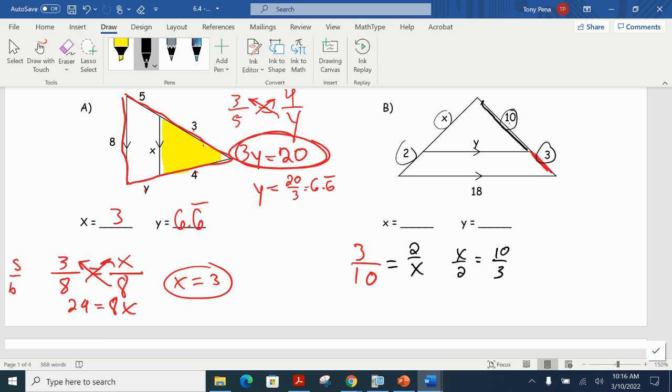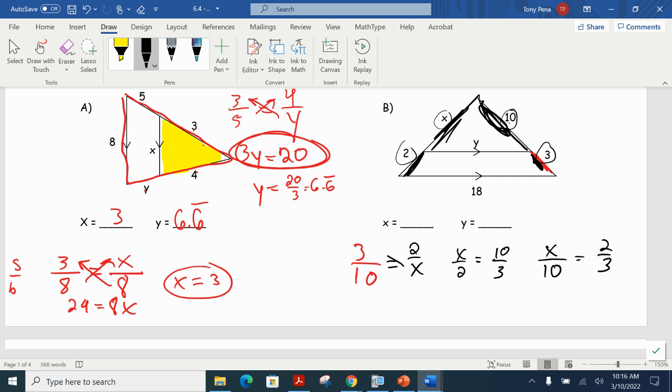Hannah T, how did you set yours up? I did x over 10 equals 2 over 3. So she did left-hand side compared to the right-hand side. As long as she does left-hand side here compared to the right-hand side there, 2 over 3, those would also work. All of those are correct.